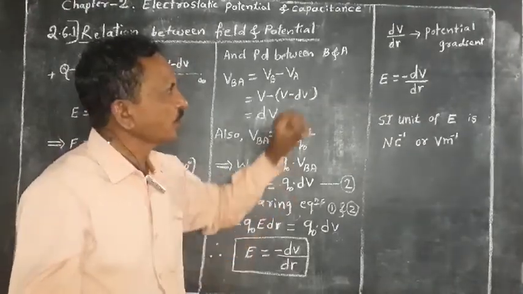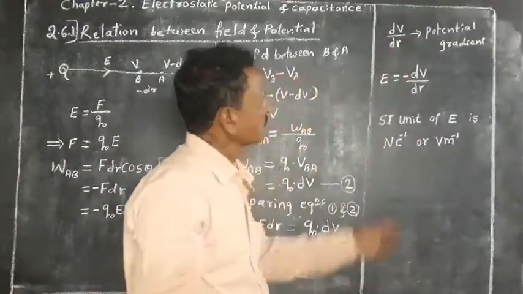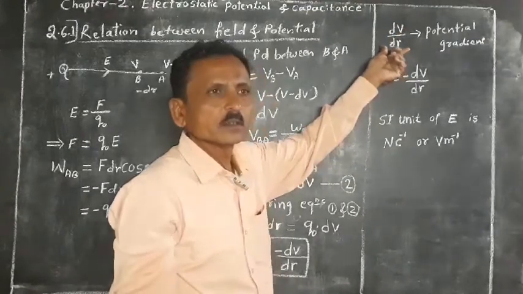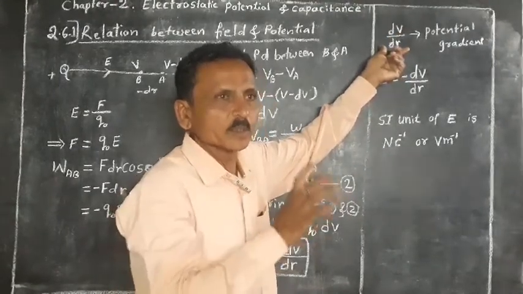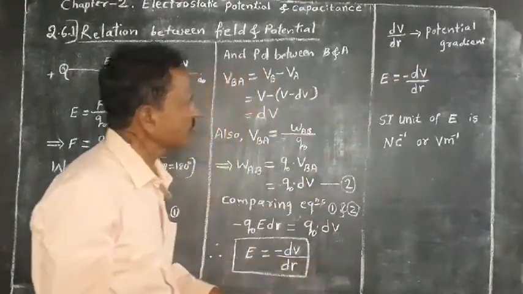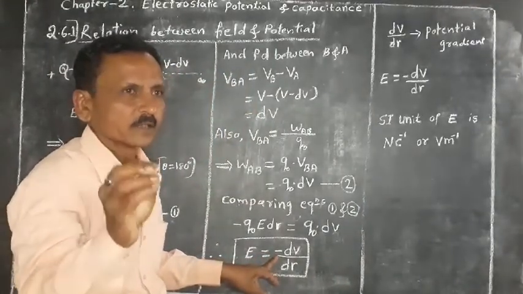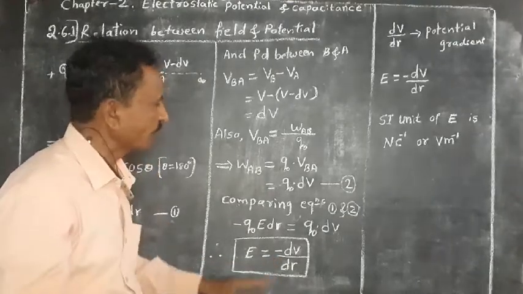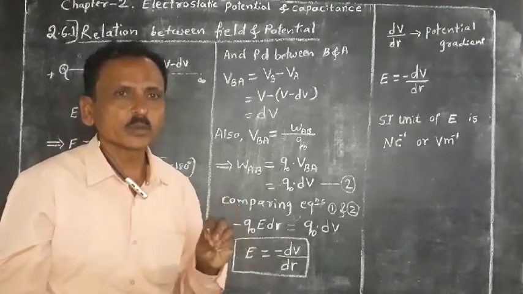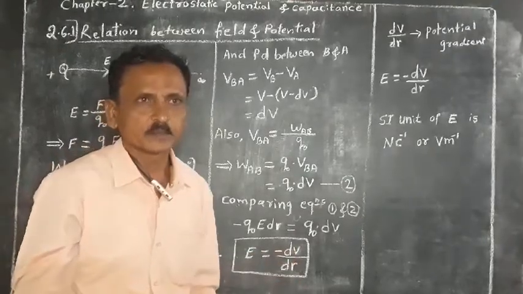Potential gradient is the ratio of potential difference to the distance or displacement. Or potential gradient is defined as potential difference per unit length. Potential difference per unit length is called potential gradient, and electric field is equal to the negative of potential gradient.